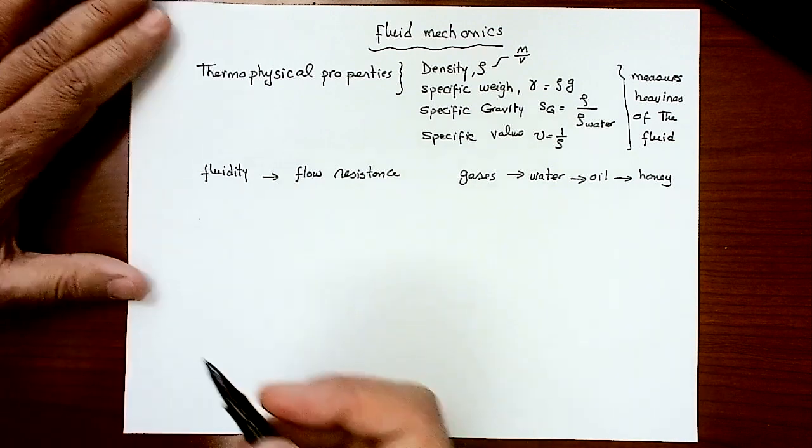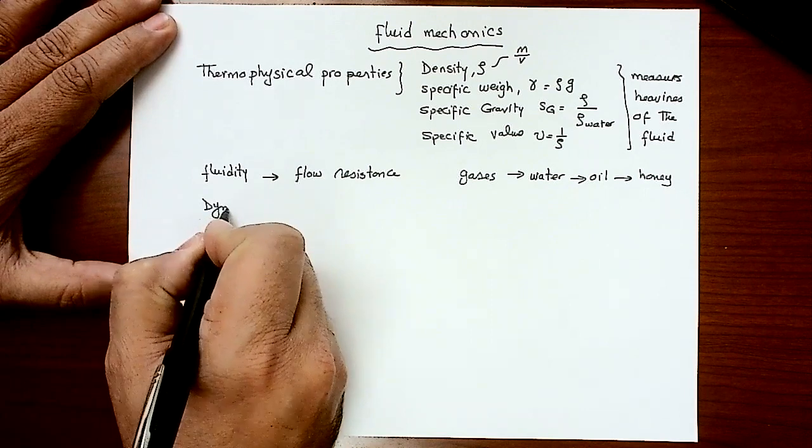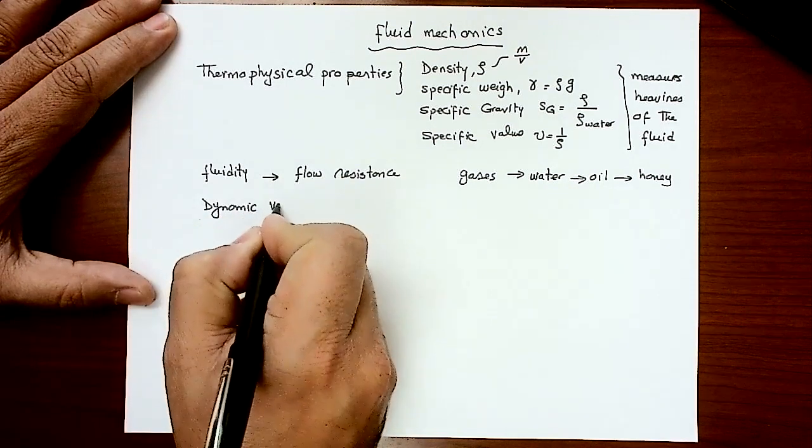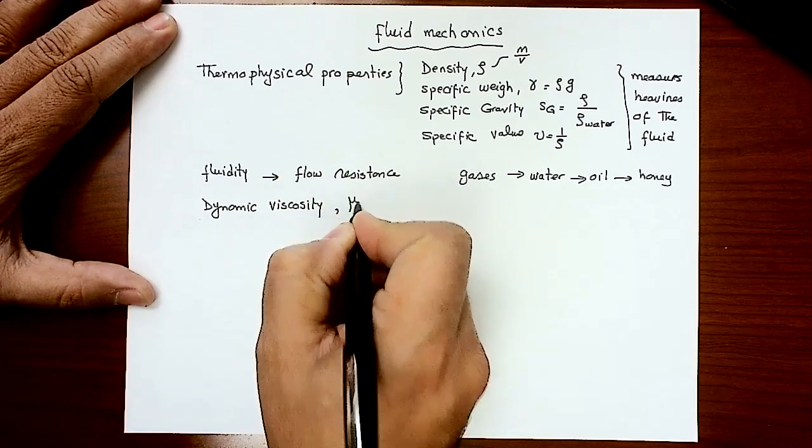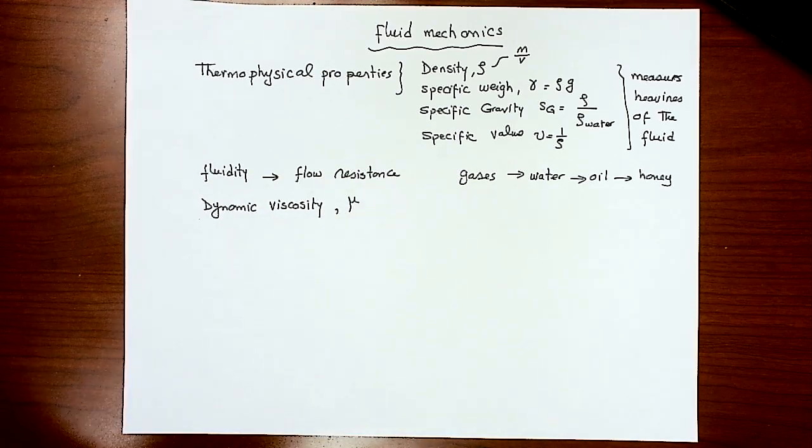This is what we call the dynamic viscosity. And dynamic viscosity takes the symbol mu. That's the dynamic viscosity.